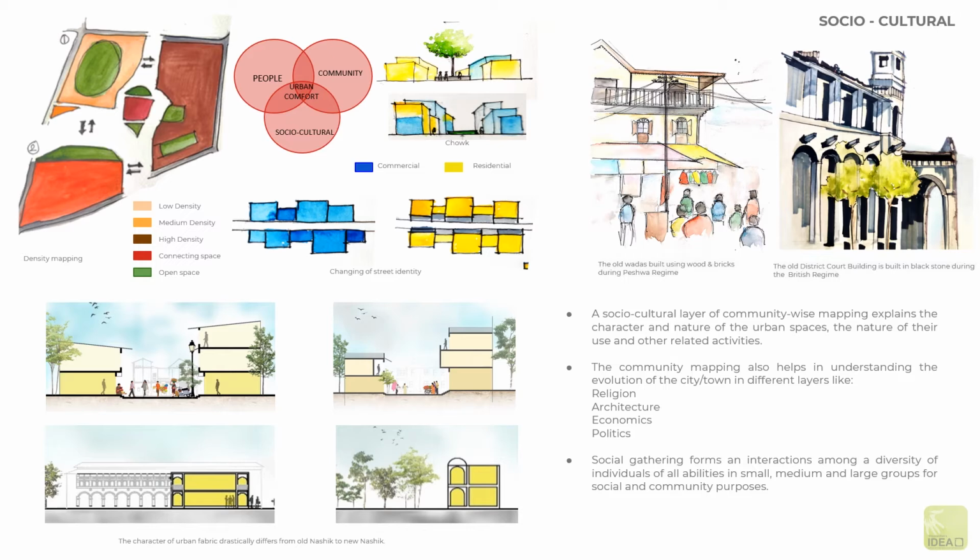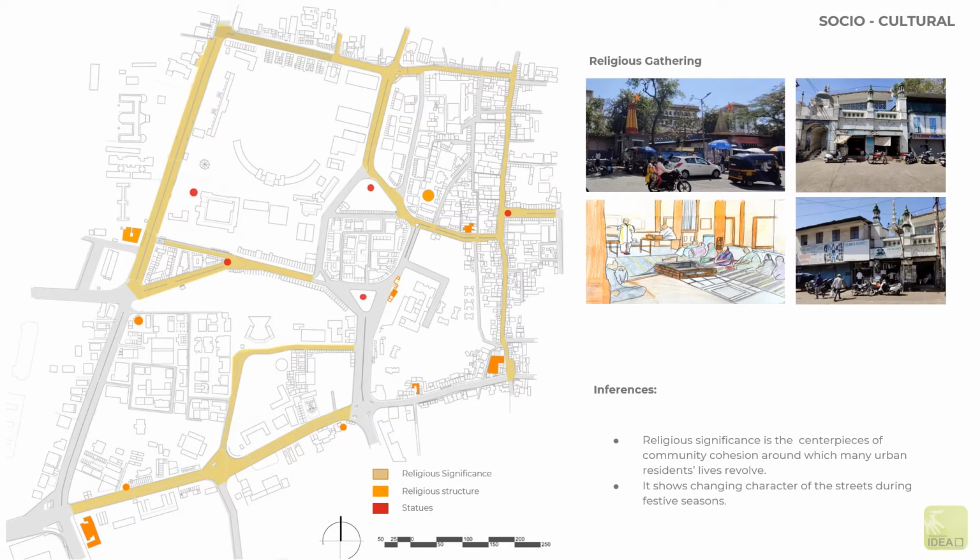The layers of urban fabric are religion, architecture, economics, and politics. To study all the layers, social gathering helps in interaction among a diversity of individuals of all abilities in large, medium, and small groups for social and community purposes. Religious gatherings help us identify the significance of community cohesion around which many urban residents' lives revolve. Religious architecture in cultural heritage has a unique role as it is visible for a long time, witnessing historic events. It forms communities and shows similar characteristics.